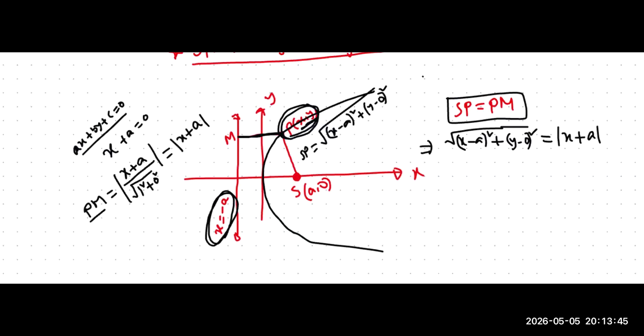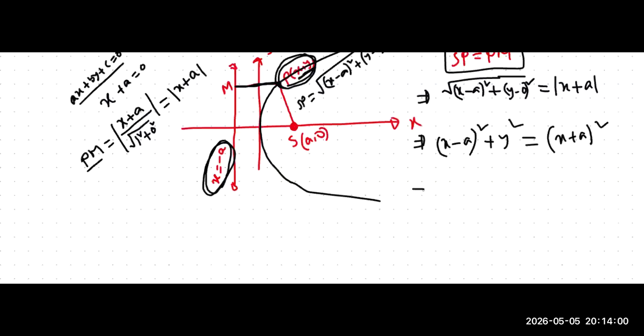Okay, so if we square this equation, then the answer is x minus a whole square plus y square is equal to x plus a whole square, and y square is equal to x plus a whole square minus x minus a whole square.